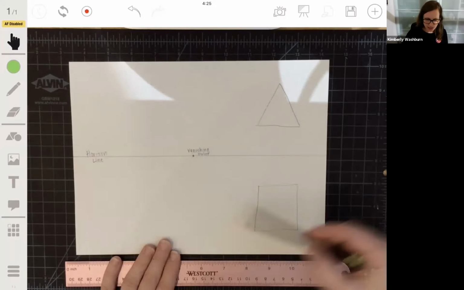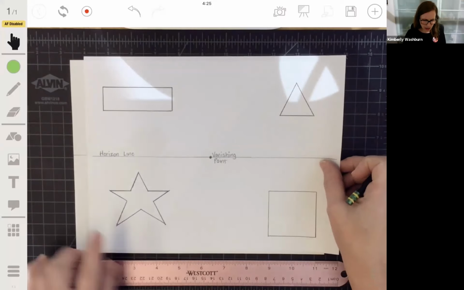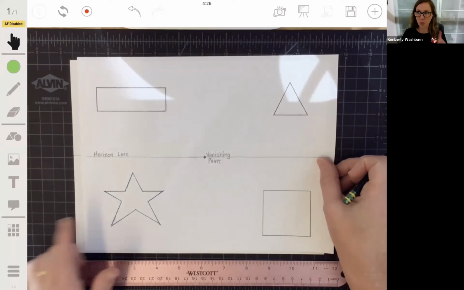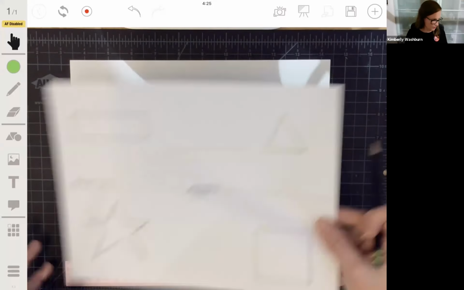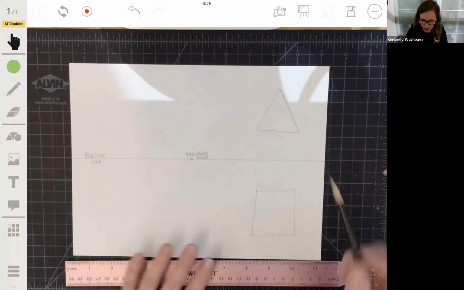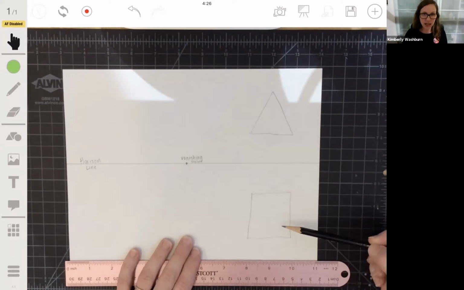And you could draw as many shapes as you want on here. You don't have to stick with the shapes that I've chosen. You could try some really complicated shapes. The star is a tricky one. That's why I put it on there, just for one really good challenge for those of you who may already know how to do perspective drawing. But we're going to start simple with a triangle and a square.